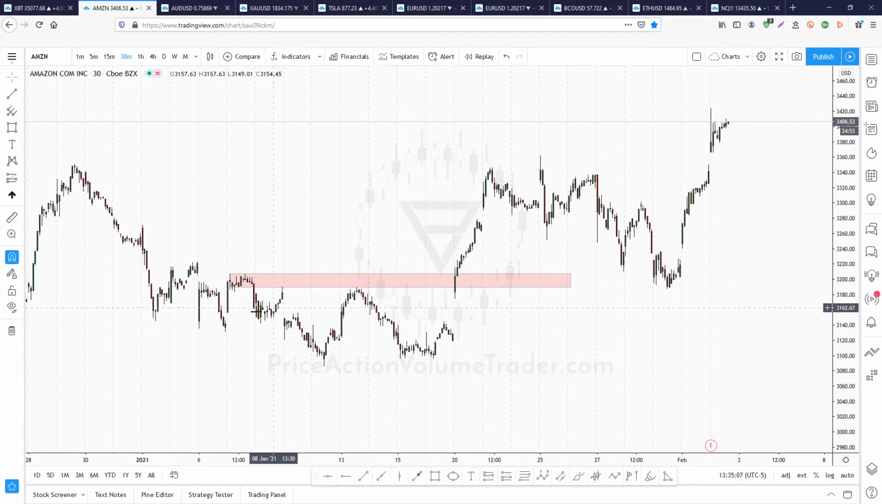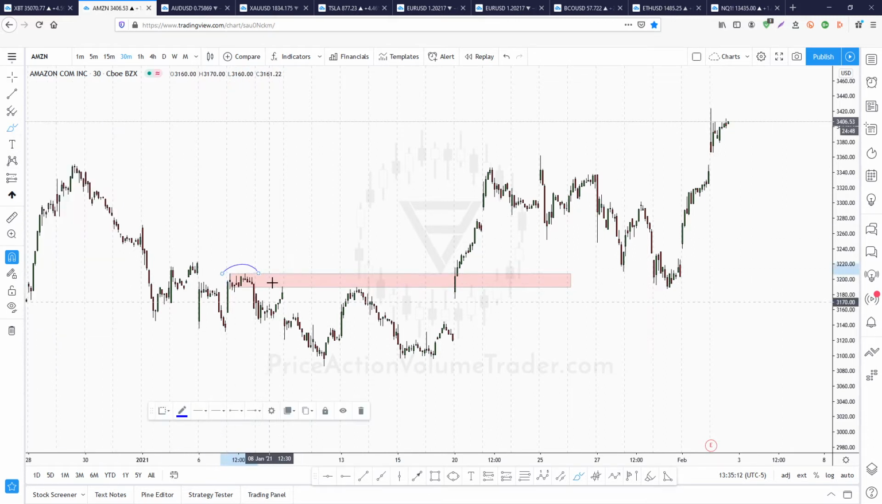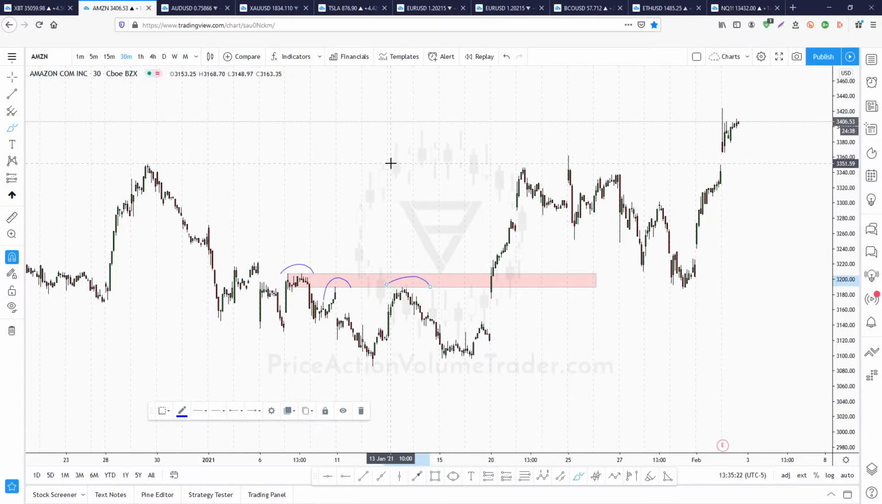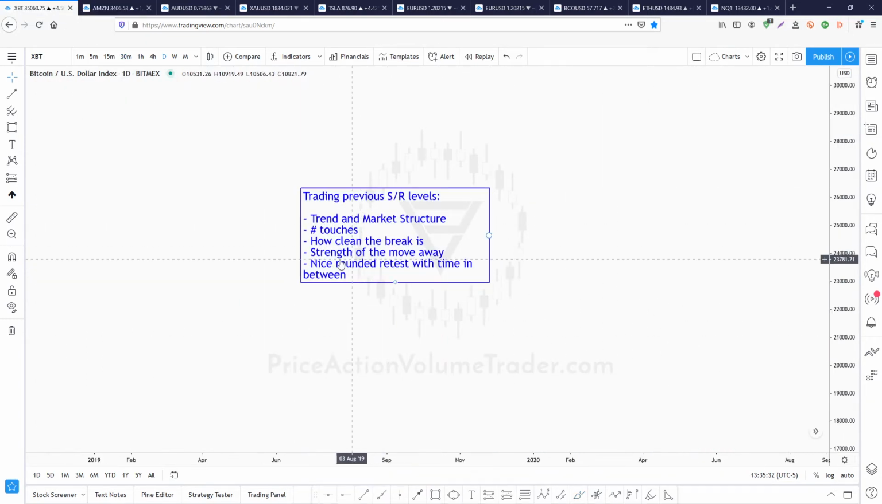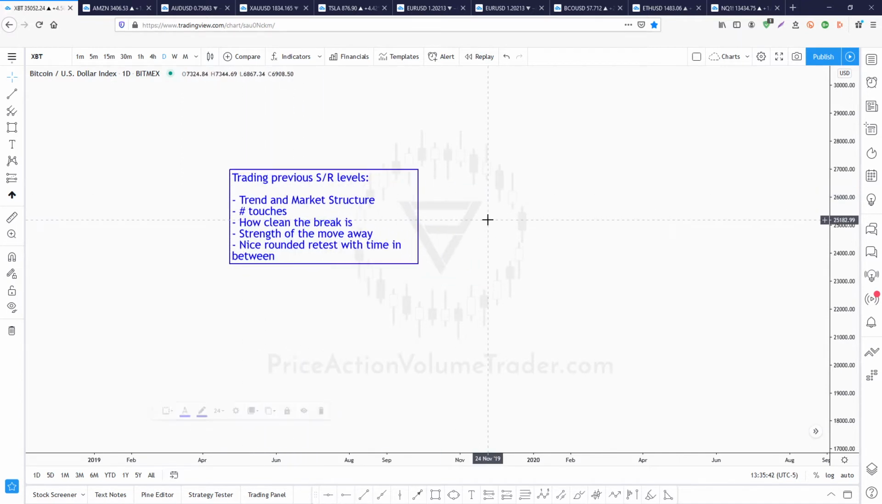So in this case, we can see here we have a resistance level which we've tested 3 times. We've broken it, price continued, we even have a big gap here. We have this previous high, which was just a wick through, but we haven't broken it. Price is coming back. So now we're looking also at what we call a nice rounded retest, with time in between. What do we mean by that, just as a side note?